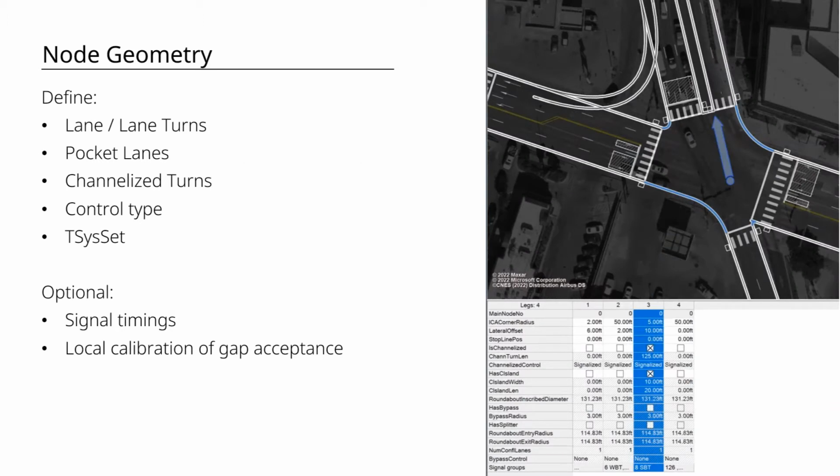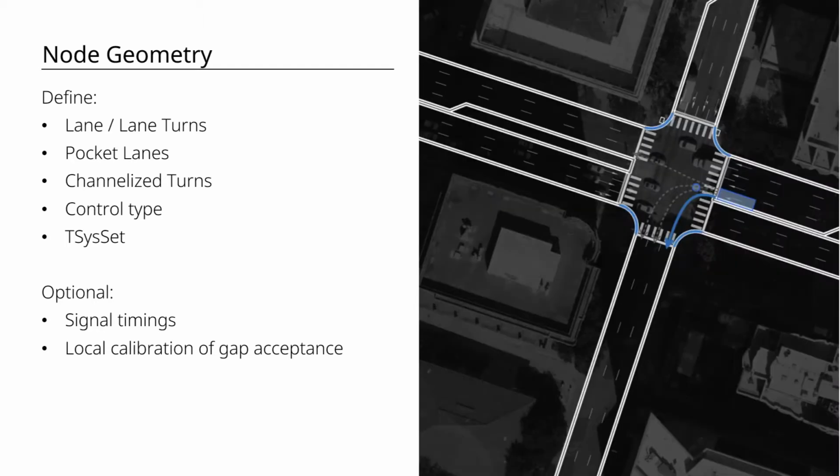So at the node, here's a screenshot. You're going to define things like lane turns. You can add pocket lanes, channelized turns, what type of controls at the intersection, as well as possibly signal timings. And this is where you can also do some local calibration of the gap acceptance if it's required. And this is another screenshot of how you define those lane turns, which we'll go through when we open the software as well.